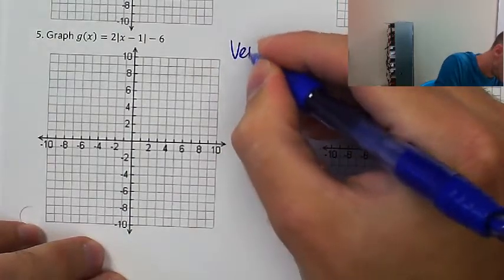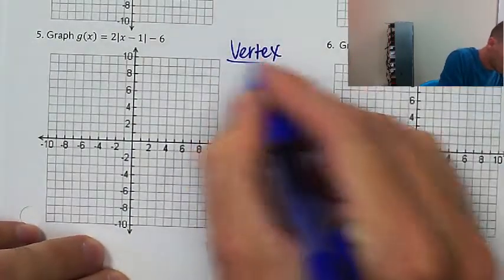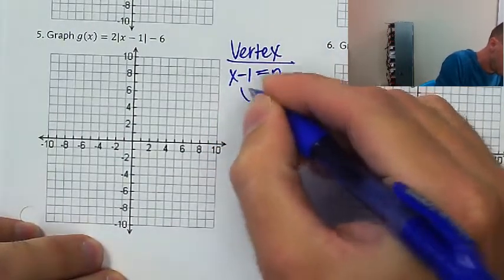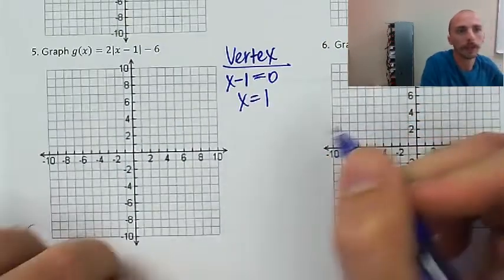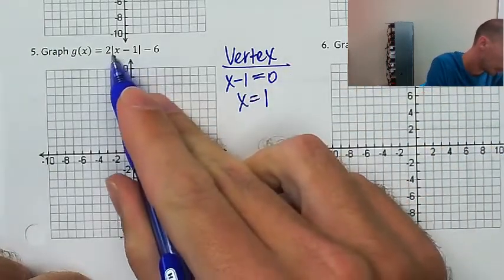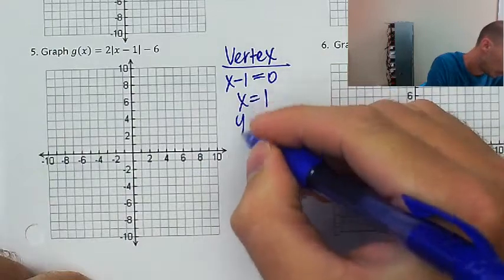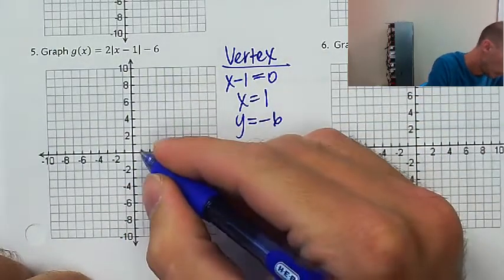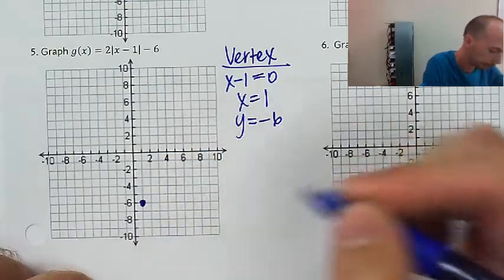Here we're going to find the coordinates of the vertex. I'm going to set the inside of the absolute value equal to 0 and solve for x. Then we are going to find the y coordinate by plugging in x equals 1. So g of 1 is going to be y. It's going to be 2 times 0 minus 6. So 1 and negative 6.